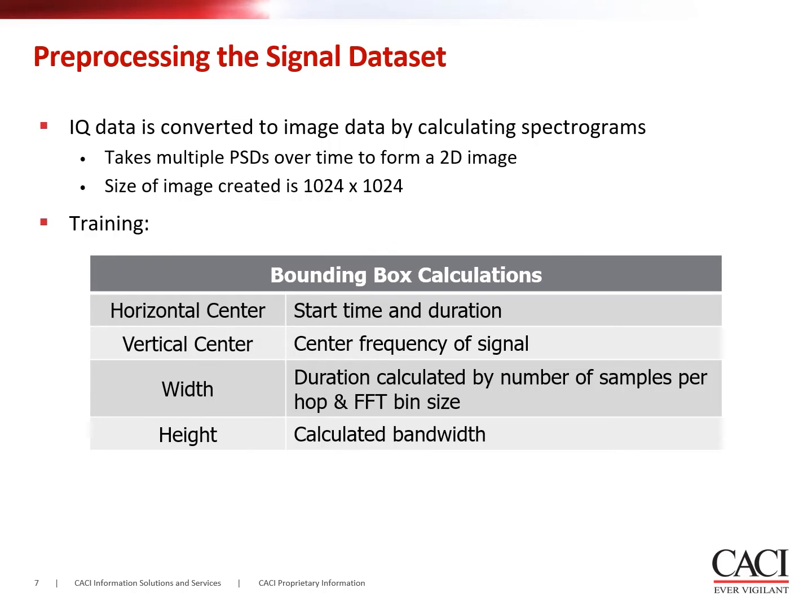To start the preprocessing, the IQ data was converted to an image by calculating spectrograms. Since YOLO expected a square image, the FFT and number of segments were set equal. The resulting image was 1024 by 1024 pixels with time on the x-axis and frequency on the y-axis.